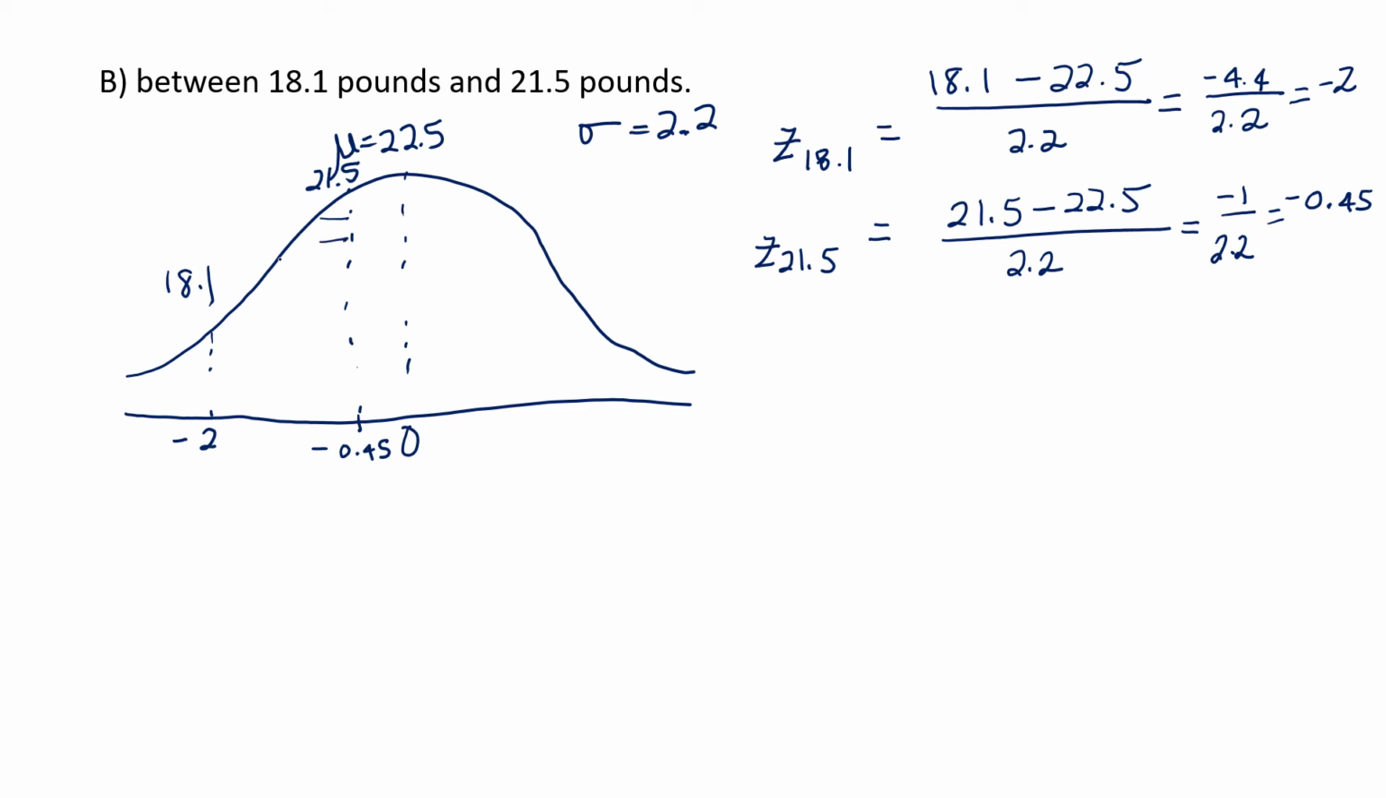The area under the bell curve between negative 2 and negative 0.45 gives us the percentage of baby boys in this age group that weigh between 18.1 pounds and 21.5 pounds. Let's use our calculator to compute this area.